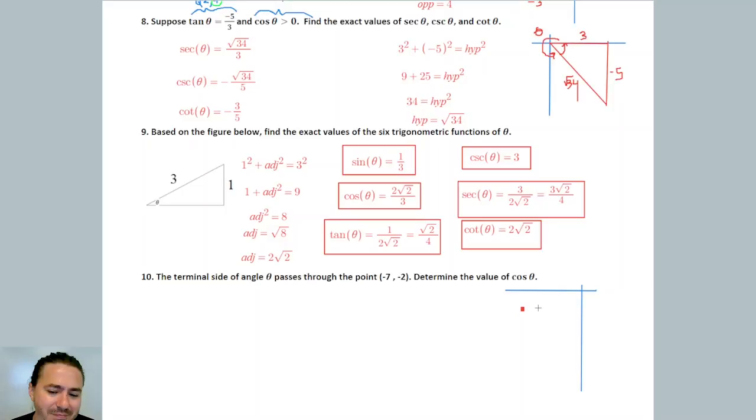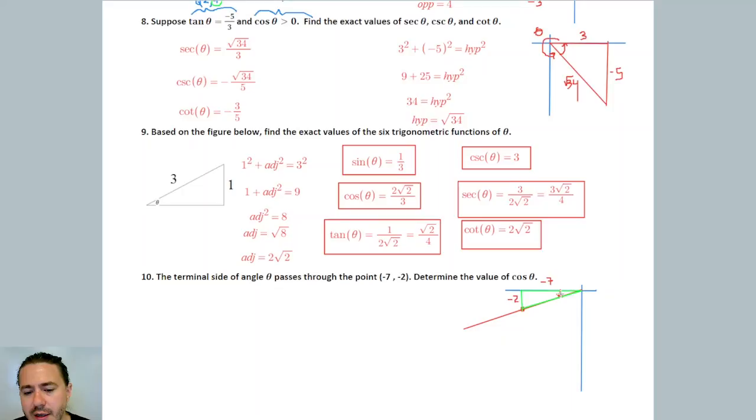It doesn't really matter, we're not drawing to scale here. So there's my terminal side, meaning theta is right here. But my reference angle is going to be this one right here. So the triangle that I'll need is this one. Okay. And since that's -7, -2, I'm going to label these sides as -7, -2, and what I need is cosine theta. So if this is theta, cosine would be the adjacent side over the hypotenuse.